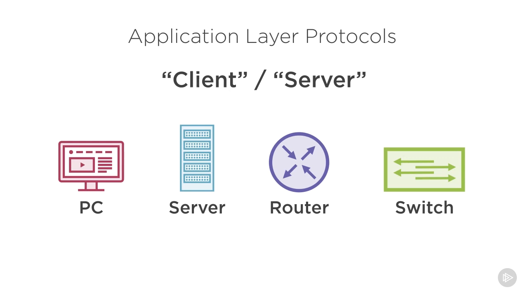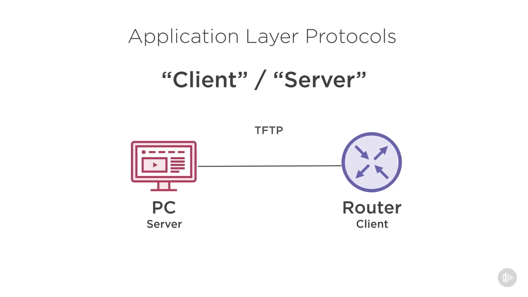So let's take a look at one of these cases. Here we have a router and a PC, and we want to transfer a file, this binary file, the operating system file for the router. We want to transfer it from the PC to the router. To do that, we turn on a TFTP server on the PC. We've done this in a previous video when we did the router configuration.